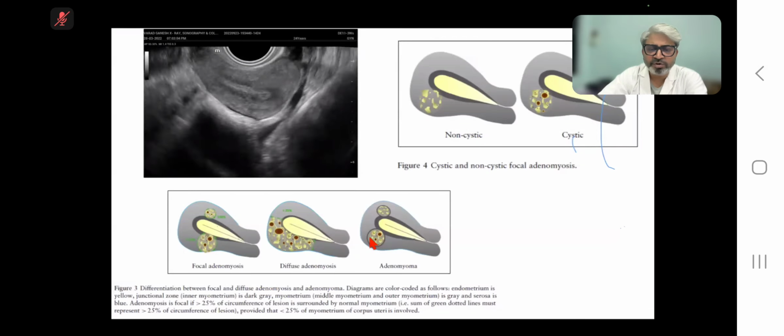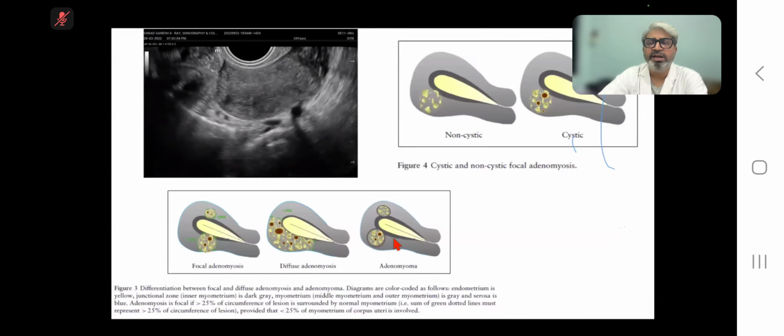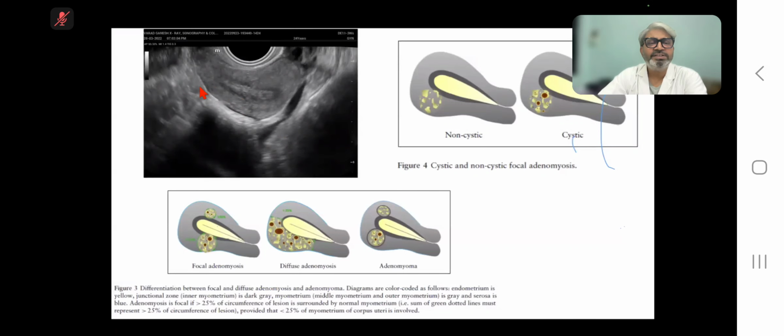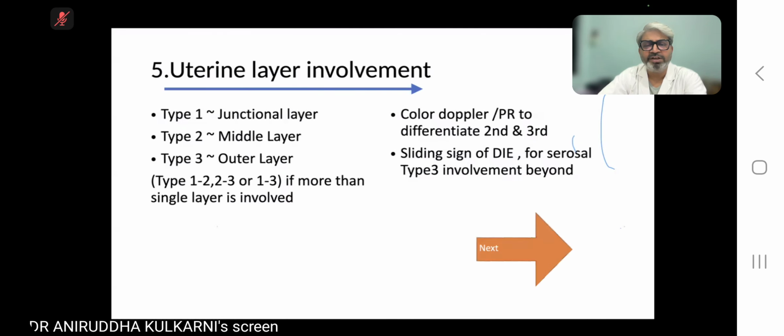And whenever we think of adenomyoma, the new terminology says that it should not be in conjunction or continuity with the endomyometrial junctional zone. Now, whenever there is uterine layer involvement, it can be the junctional zone, which is type 1, the middle layer, which is type 2, or type 3, which can be defined on color Doppler very easily. In those patients where multiple layers are involved, sliding signs should be seen for deep infiltrating endometriosis. And whenever more than one layer is involved, we can label it as layers 1 and 2 involved, 2 and 3 involved, or 1 to 3 meaning 1, 2, 3 all are involved. So uterine layer involvement is a very important characterization.